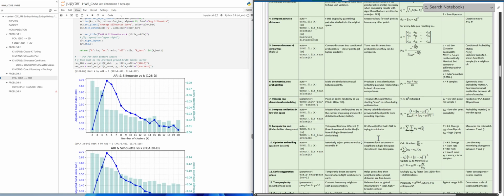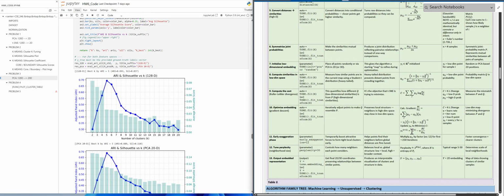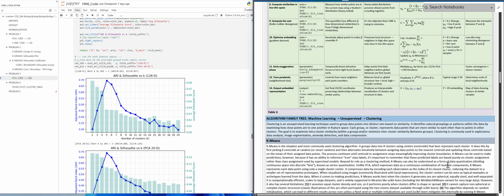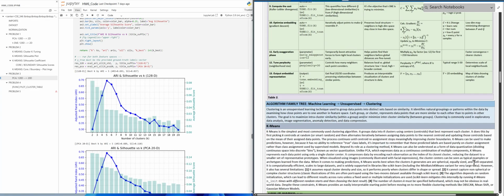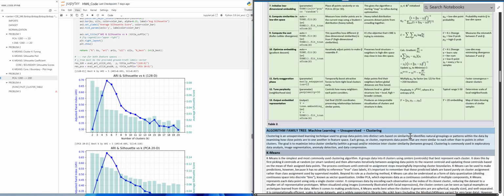Okay, so that's how it works. I really wanted to understand these, so I broke them down into every mathematical step. You've got your plain English description, why it matters to the overall algorithm and outcomes, the math that's involved, the variables explained, and the ultimate result. And I've done that for the t-SNE, the PCA, and the k-means.